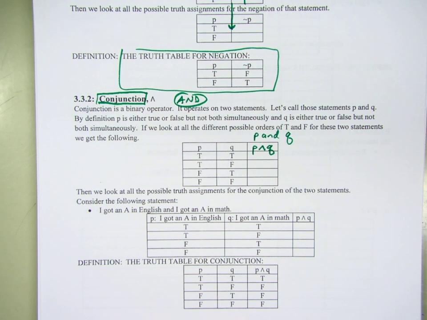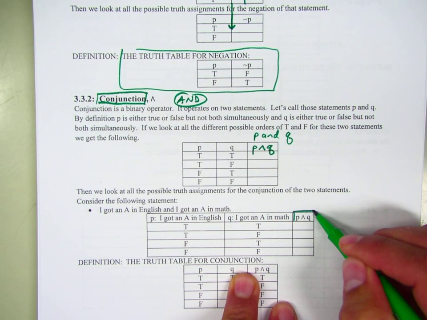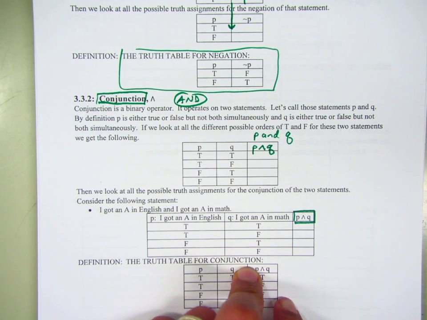okay? How do we interpret that? If we have an and statement, and I think we talked about this before, right? In order for the statement to be true, this one, right? What must happen?